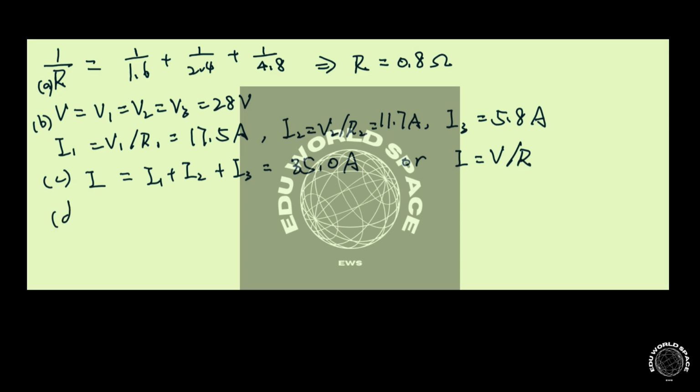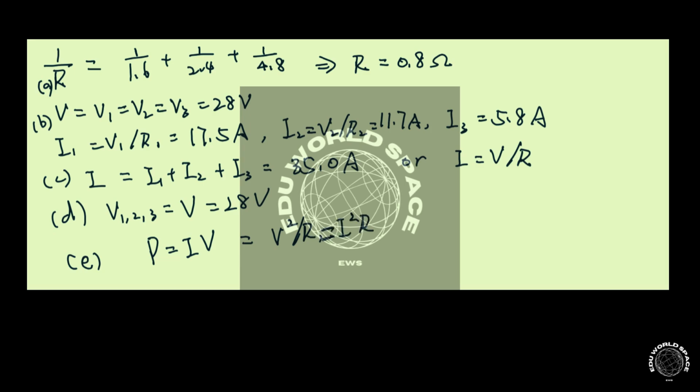Okay. For question D, as we described here, the voltages equal each other. So V1, V2, and V3 all equal the voltage of the battery, which is 28 volts. As for the power, P equals the current times the voltage on each resistor. Since we have Ohm's law, V equal to IR, we can also write this as V squared over R or I squared times R. So all these three descriptions are equal, okay?